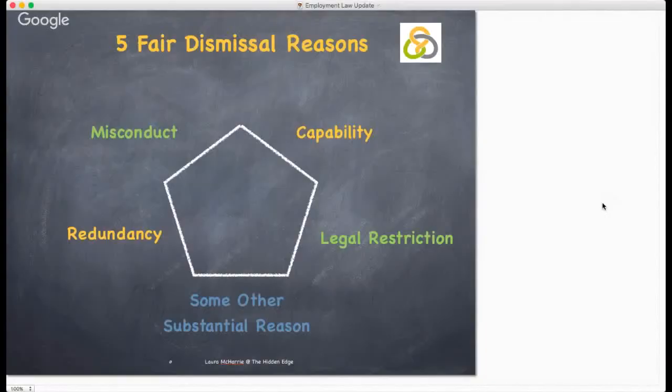So what is a fair dismissal then? Is there such a thing? Well, let's have a look. There are 5 fair dismissal reasons: misconduct, capability, redundancy, legal restriction, and some other substantial reason. There used to be a 6th reason, retirement, but the default retirement age was abolished in 2011.